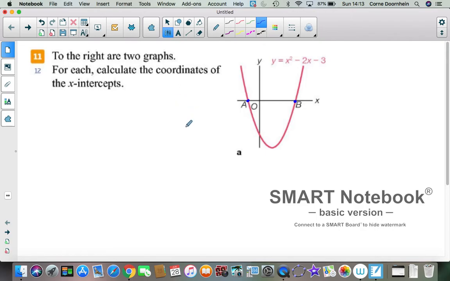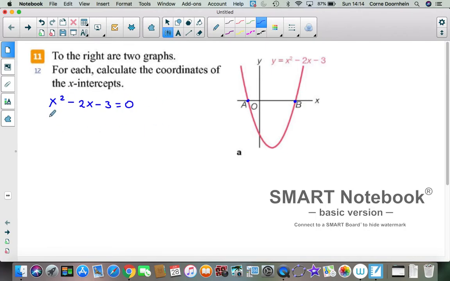What do we know about those points? If we look at the coordinates, we don't know the x coordinates, but we do know the y coordinates because they are 0. So what does that mean? That out of this formula should come 0. So let's solve that. When does this equal 0?